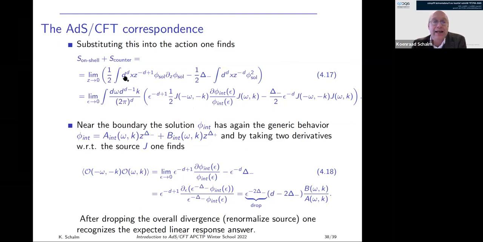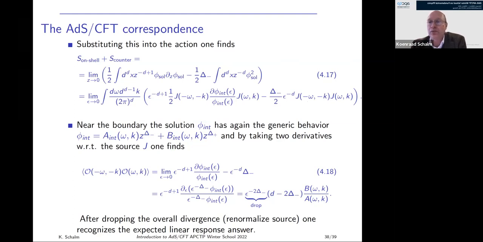But remember, I now have to take all this at the boundary value. So everywhere there was a z here, I may now freely substitute in epsilon. So I get, at the end of the day, the derivative of the phi whose boundary conditions are set by the interior at epsilon divided by phi whose boundary conditions are set by the interior at epsilon. And then the second term is just phi sol squared. So that's actually easy. This is just J squared with an epsilon to the minus d. Okay.